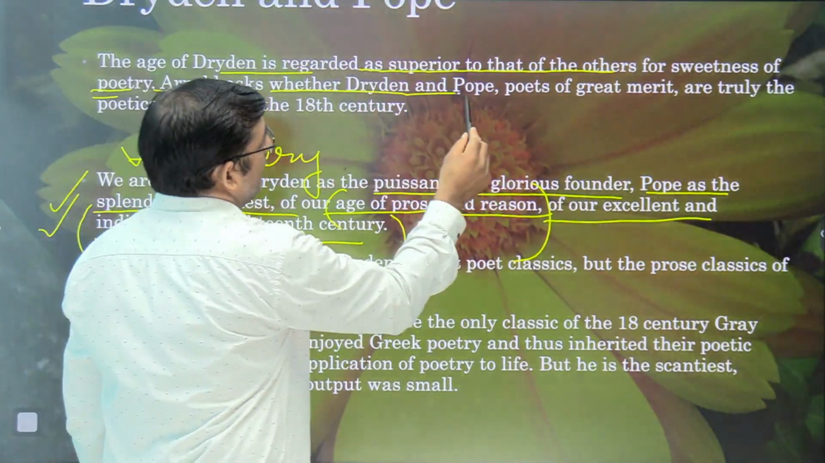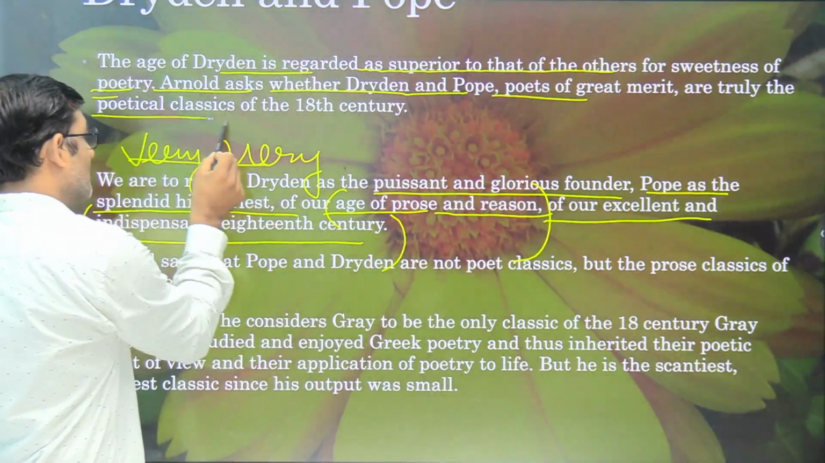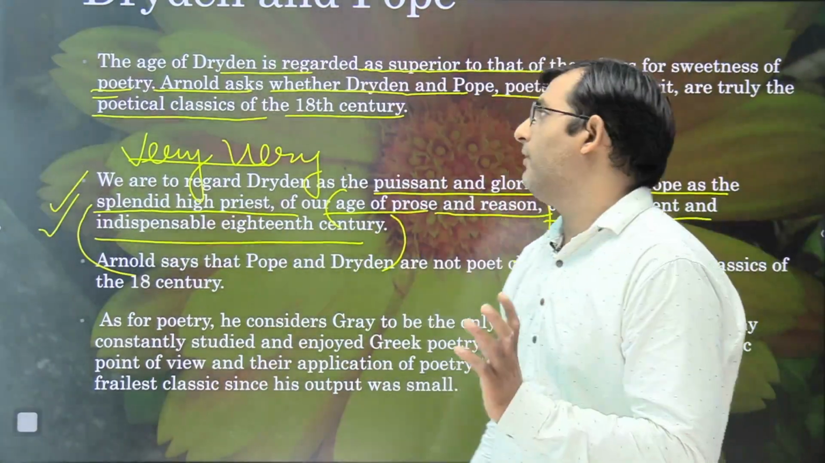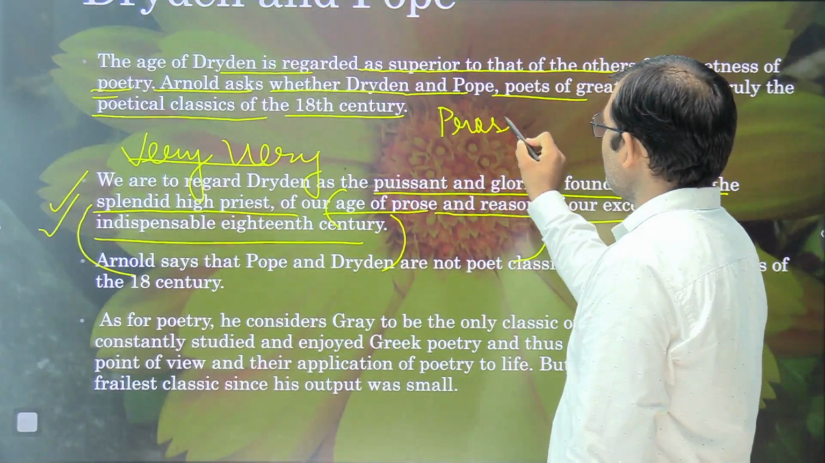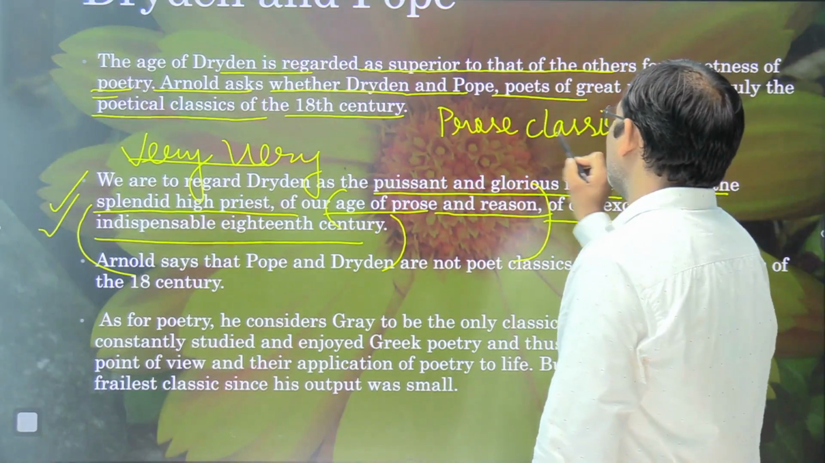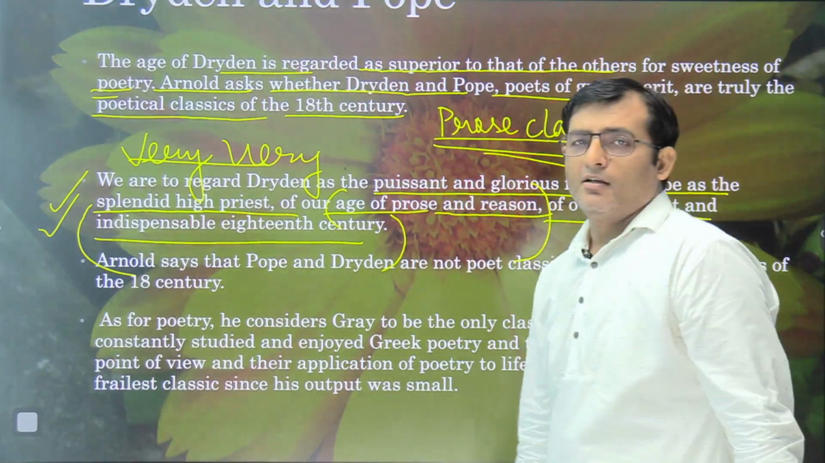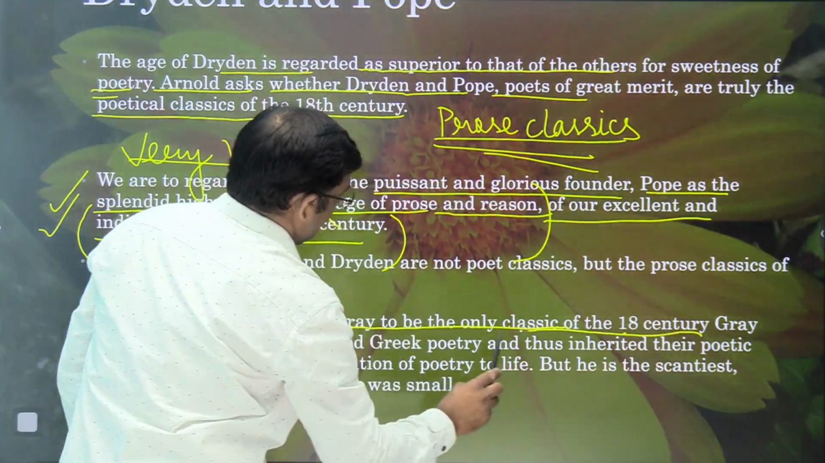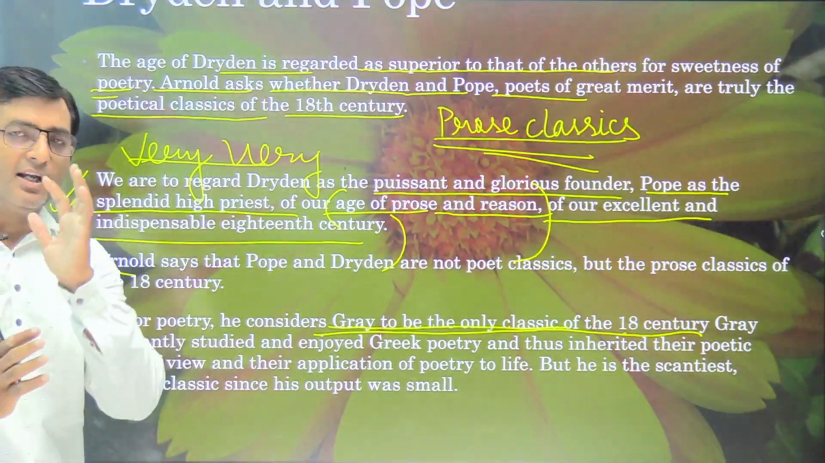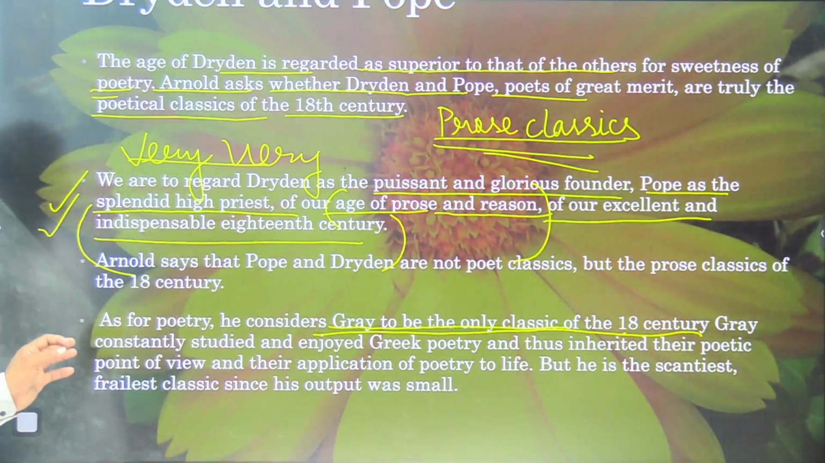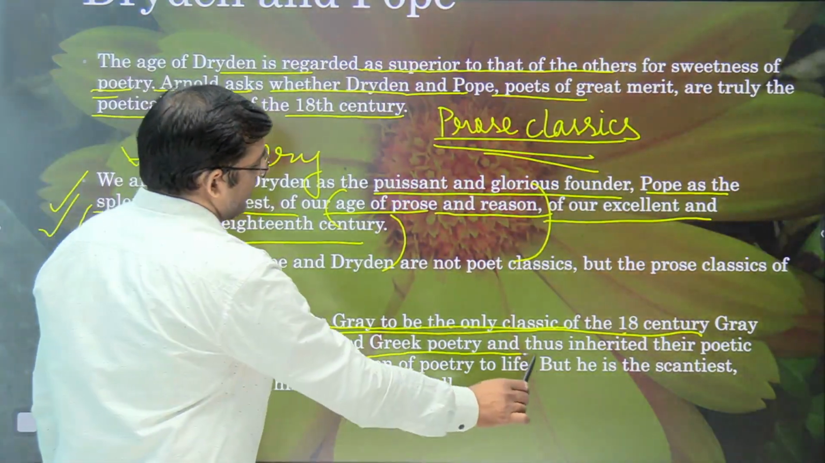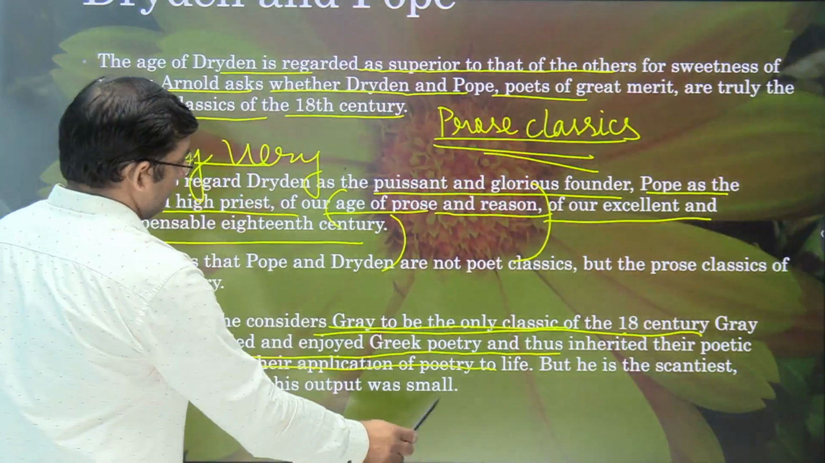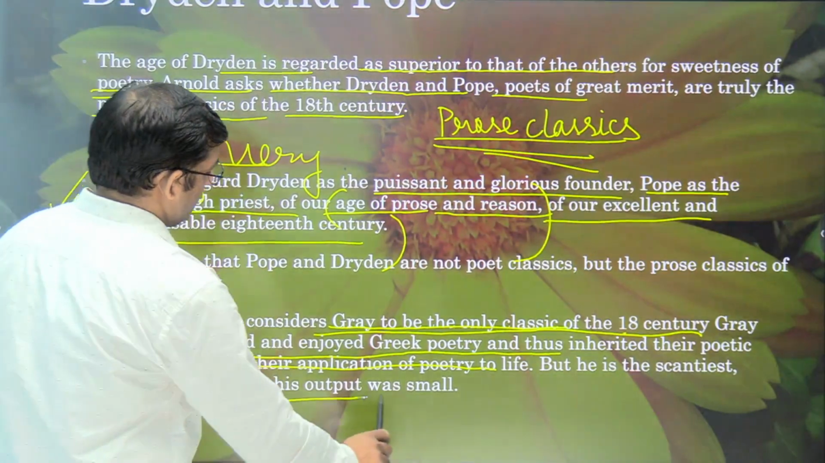Arnold asks whether Dryden and Pope, poets of great merit, are truly the poetical classics of the 18th century. Then he answers, no, they are not the poetic classics, but in fact they are the prose classics. Alright, who? Dryden and Alexander Pope. As for poetry, he considers Thomas Gray to be the only classic of the 18th century. Gray constantly studied and enjoyed Greek poetry and thus inherited their poetic point of view and their application of poetry to life, but he is the scantiest, frailest classic since his output was small.